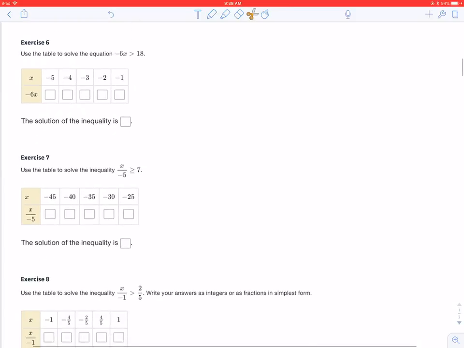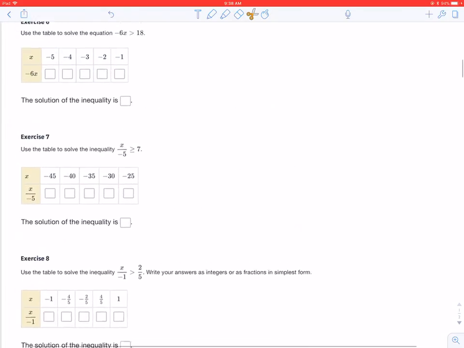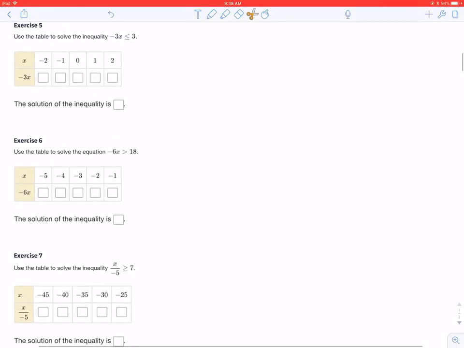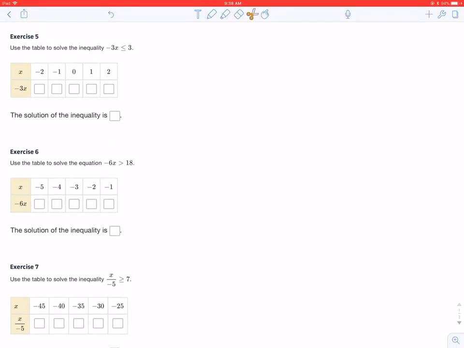Exercise number 5. We're being asked to do the same thing with 5, 6, 7, and 8, 9, all the way up to 9. We're going to use the values of x that are given, and we are going to substitute them into the expression of the inequality. So there's -3 times x, and then we're going to put whatever answer we get into these little boxes. So you're going to do it just the same way you did the last one. The solution for this inequality is a little different because attached to the x is a negative number.